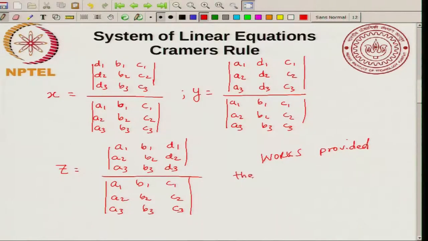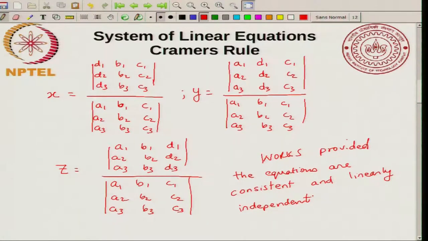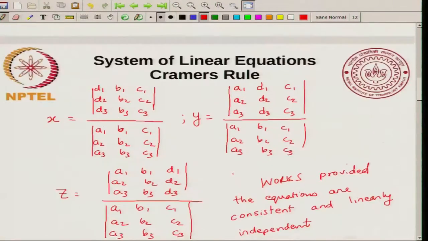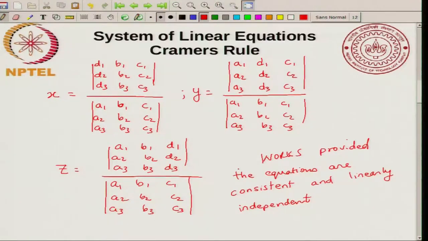Provided the equations are consistent and linearly independent. Okay, so what that means is that the number of equations should be equal to the number of unknowns, and the equations should be internally consistent. Okay, so that is the condition for this.